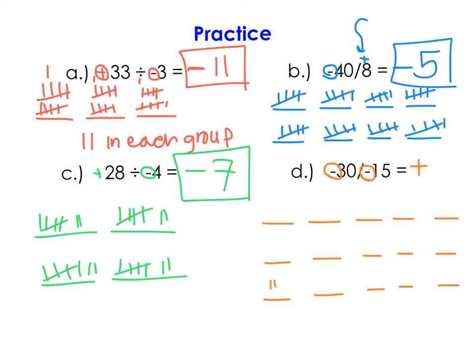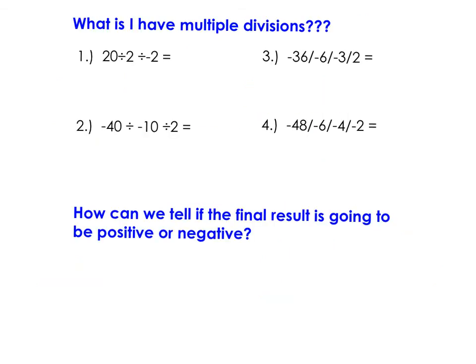And if you go through that same process, what you're going to learn is that each one of these groups contains 2 items. So there are 15 groups with 2 items in each, and as a result, your answer is a positive 2. So let's take a look at what happens when we have multiple divisions.